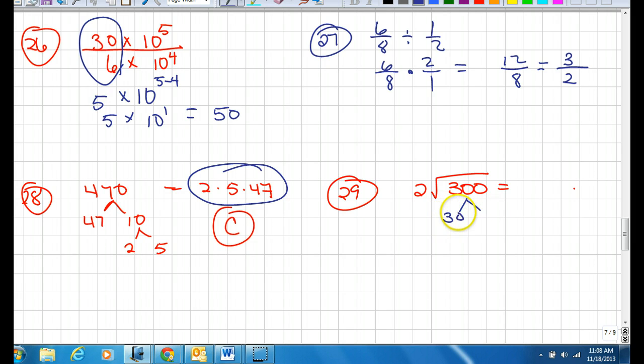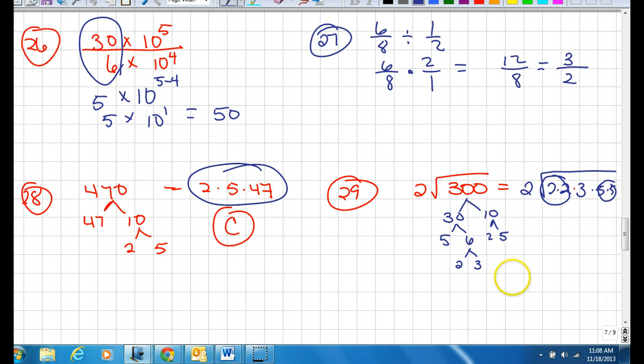I'm going to do 30 times 10, 5 times 6, 2 and 3, 2 and 5. So if I rewrote this, it would be 2 times, I have 2 sets of 2's, I have a 3, and I have 2 5's. With the pair of 2's and a pair of 5's, I can take those out.